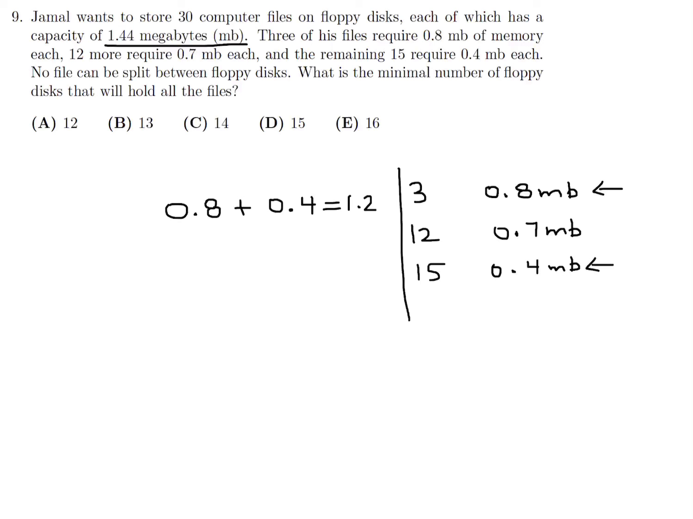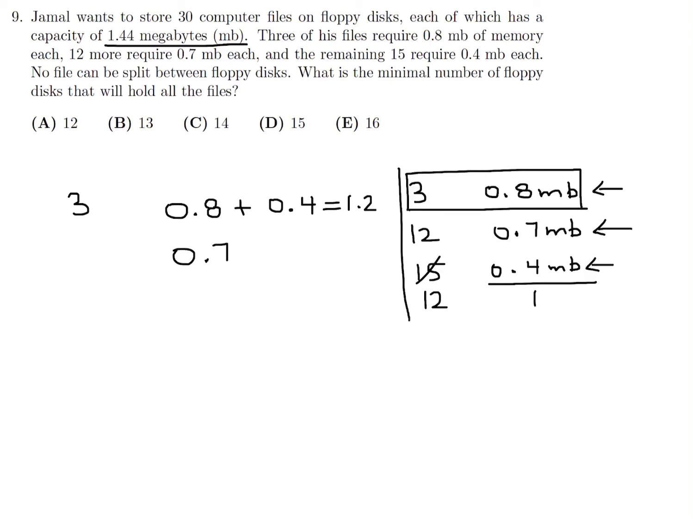So how many times will we do that? Well, we'll do it for all 3 of these. So all 3 of these with 3 of these. So that would mean 3 floppy disks. So we've taken care of all of this. Now we've used 3 of these guys. So that means there's not 15 anymore, there's 12. Okay? So now we turn our attention to the files that are 0.7.